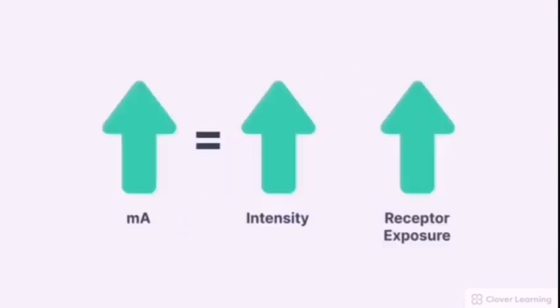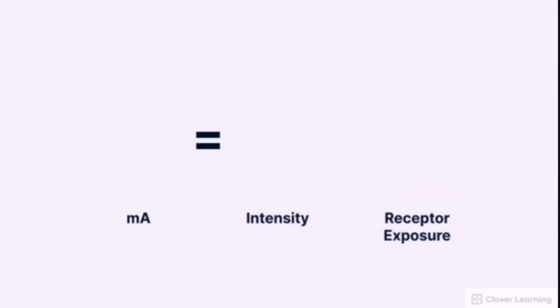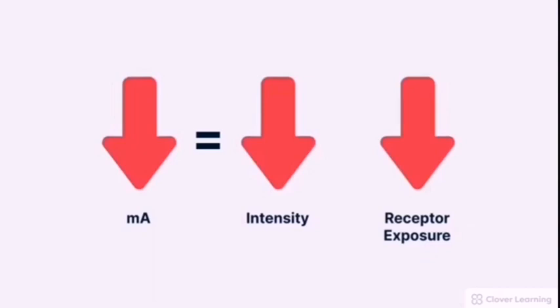If we decrease the mA by half, then the number of X-ray photons produced, that's the beam intensity, will also decrease by half. Tube current, or the mA, also affects the receptor exposure in the exact same way that it affects intensity. If we increase the mA, the receptor exposure also increases by the same amount. So if we double the mA, the number of X-rays striking the receptor, that's the receptor exposure, will also double. And of course, the opposite is true. If we decrease the mA, this decreases the intensity and the receptor exposure by the same factor.